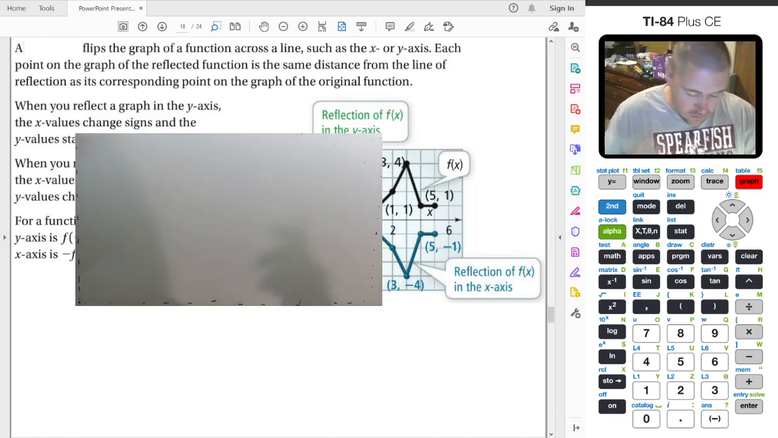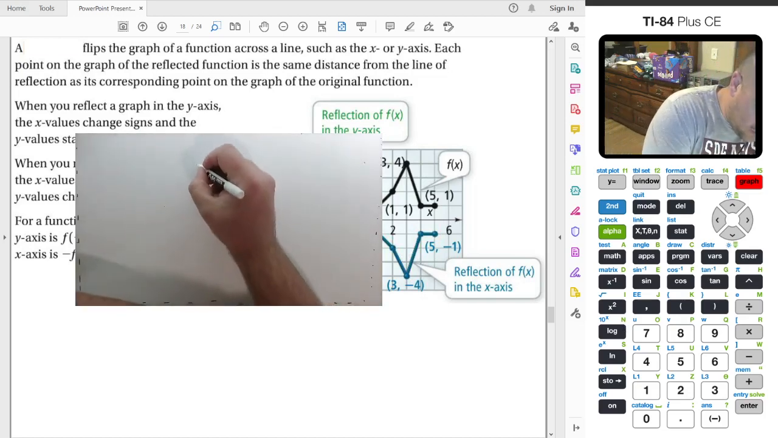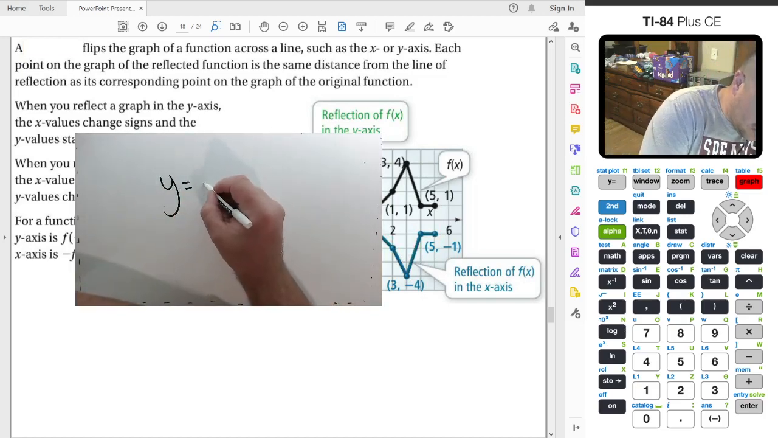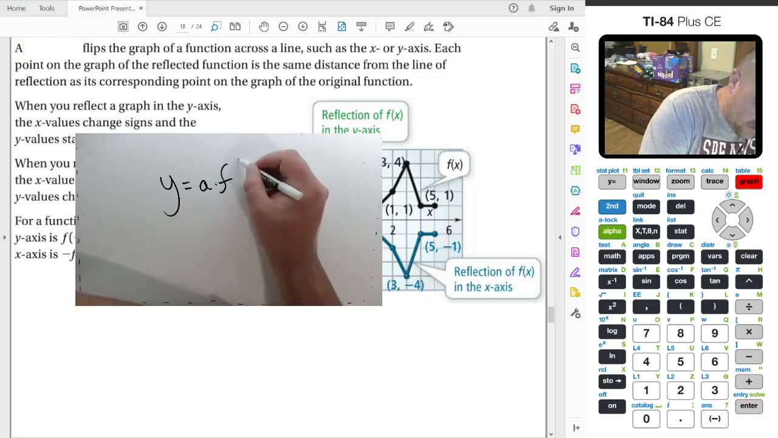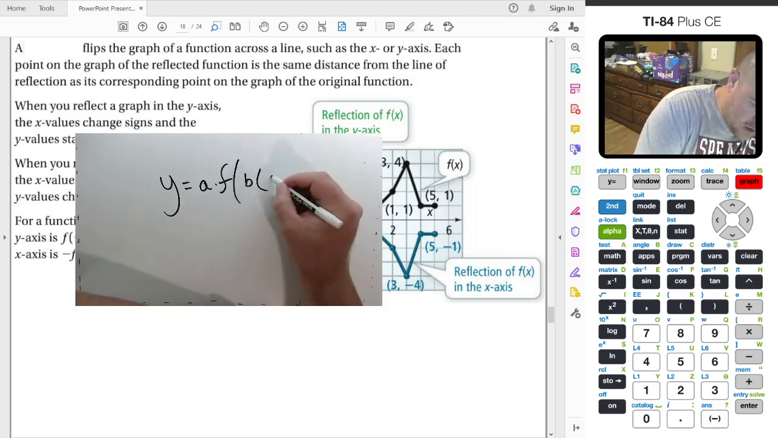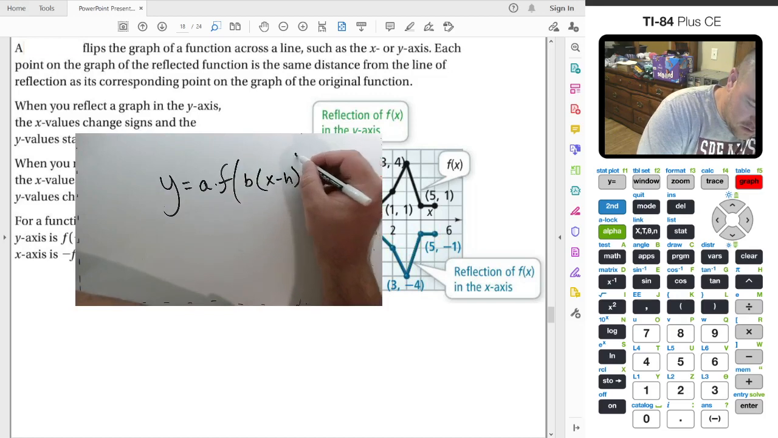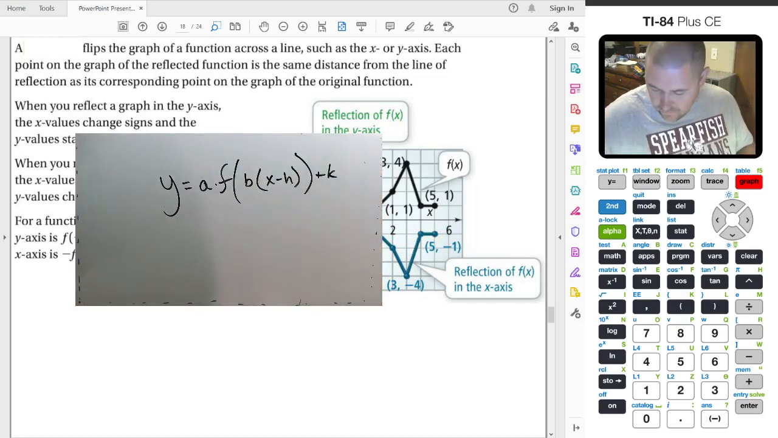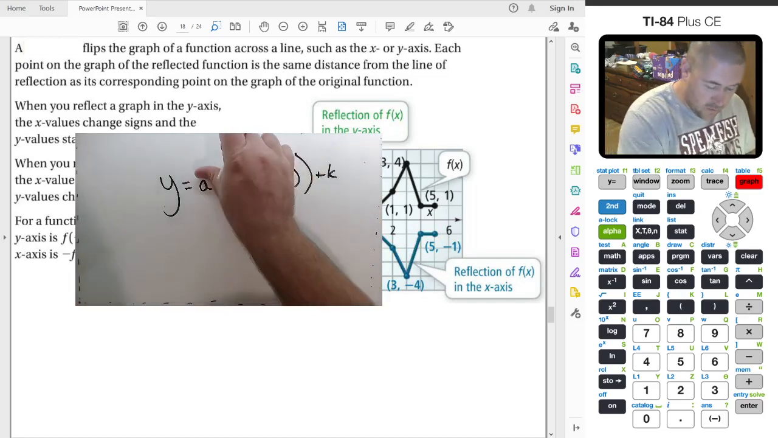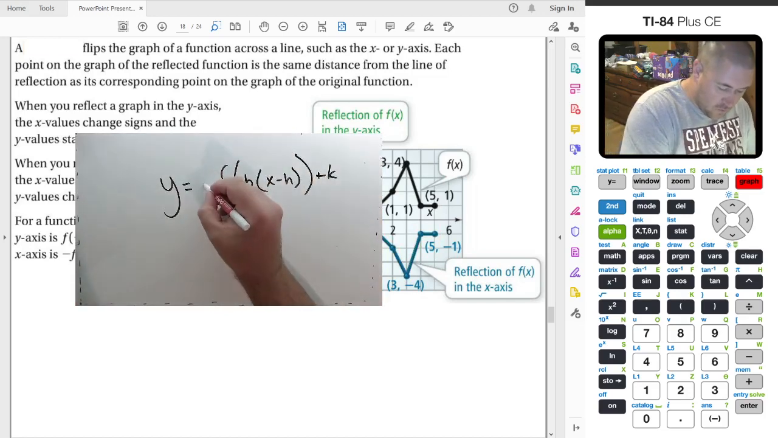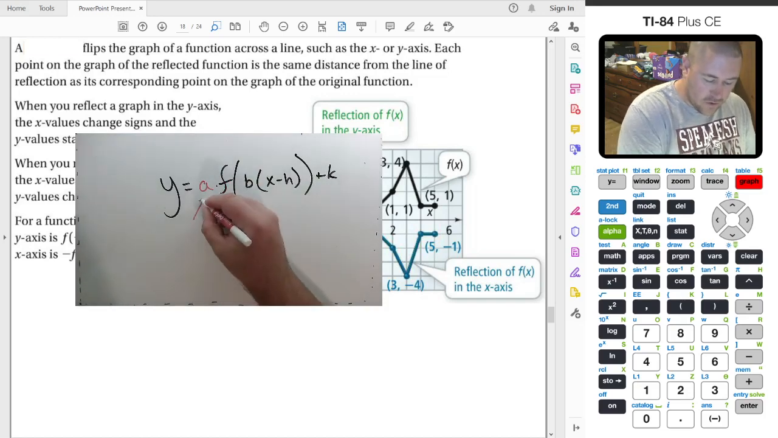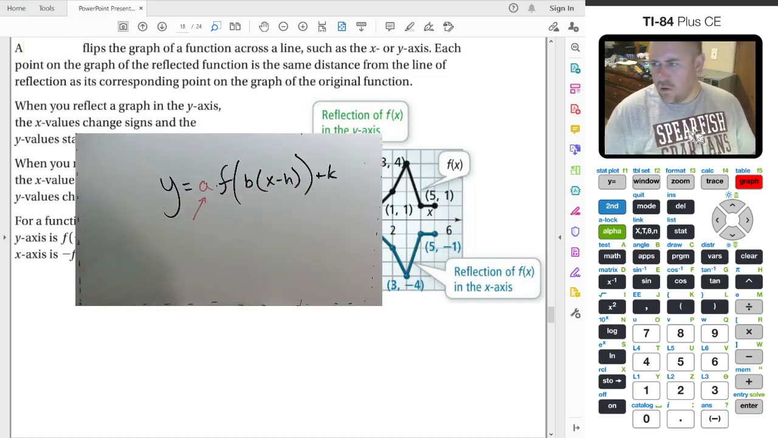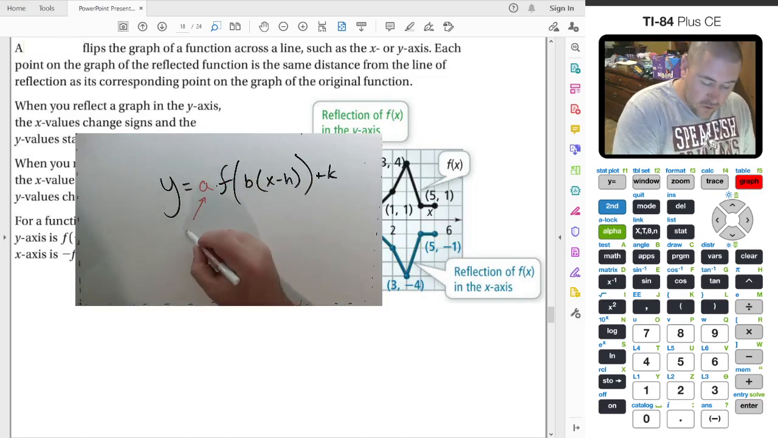Reflections. Remember, y is a times f of b x minus h plus k. So now we're talking about this dude right here. Remember, these are vertical. Oh, I forgot to screenshot. Crud. These are vertical reflections.